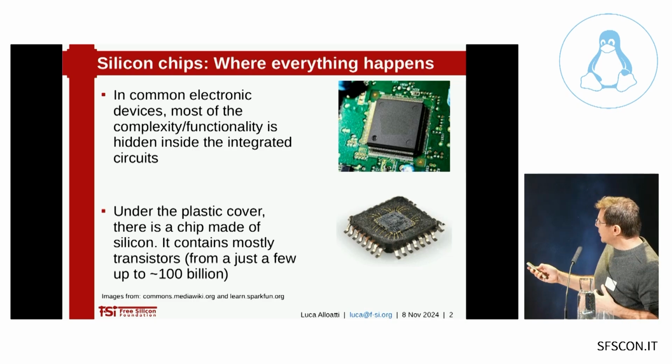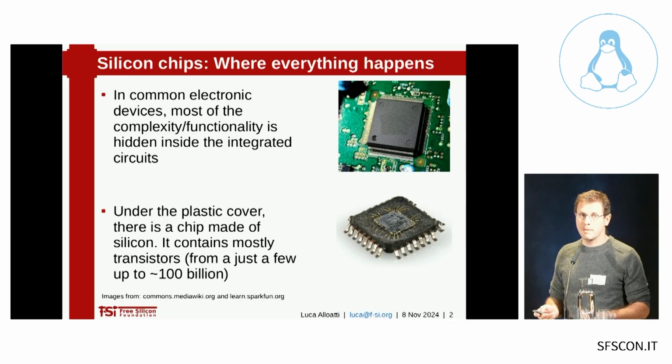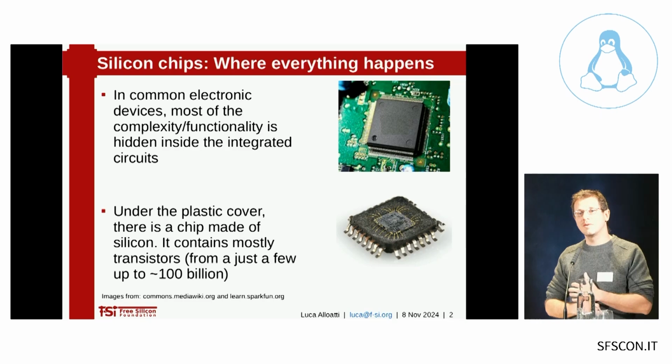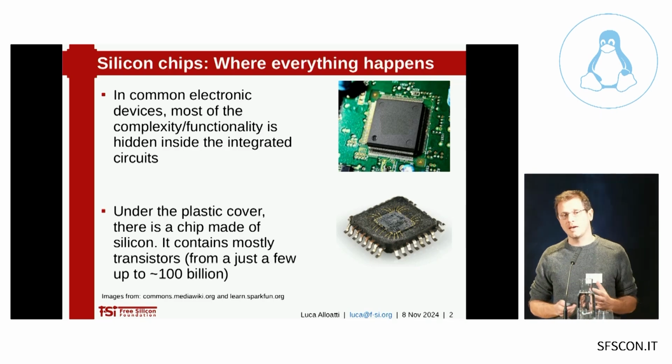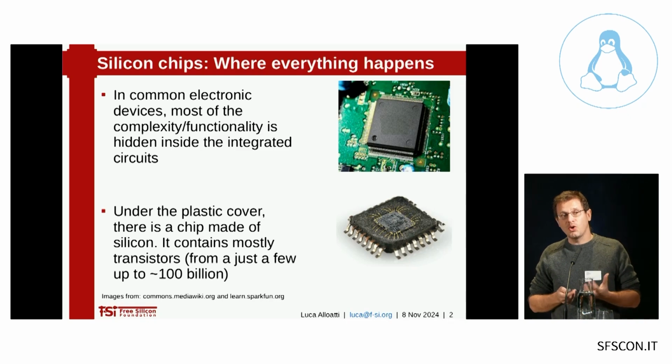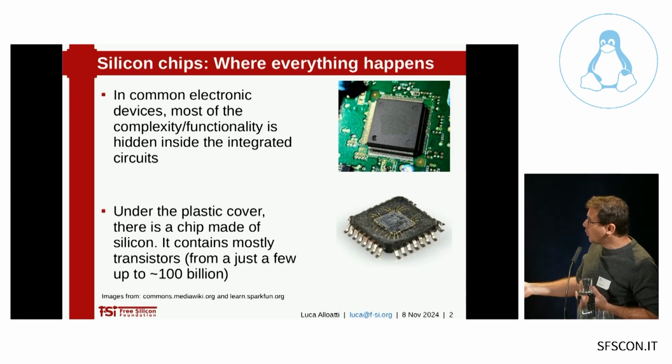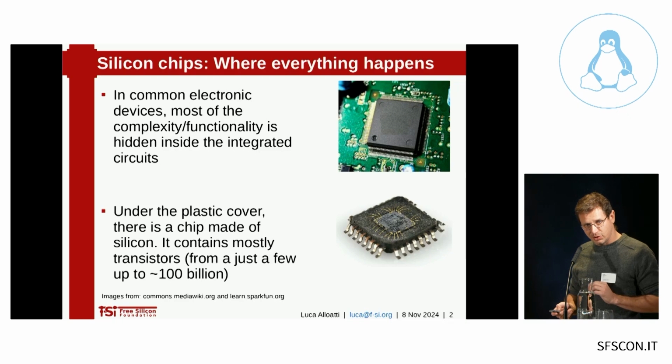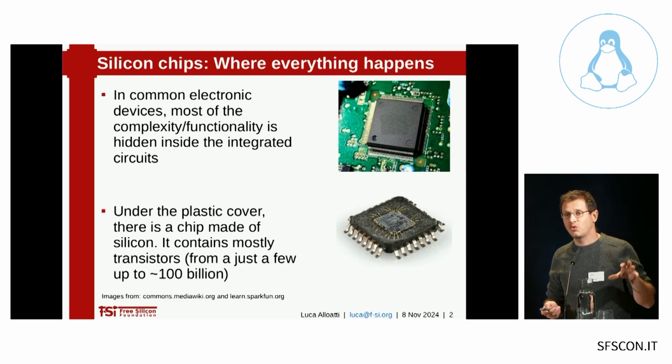Under this plastic hood, there is a chip, like this one, which is most of the time made of silicon. Silicon technology is one of the most fantastic technologies of mankind because it allows people to make devices which are so complex by containing up to 100 billion transistors. This is 10 transistors for every person on Earth, to make a comparison, and usually each and every single one of these transistors works.